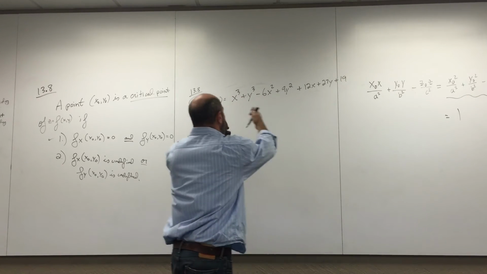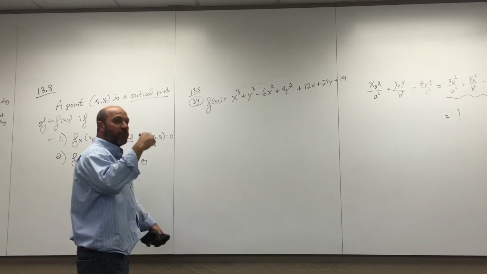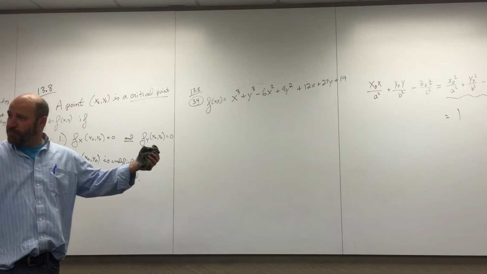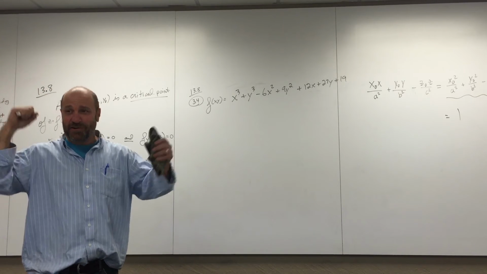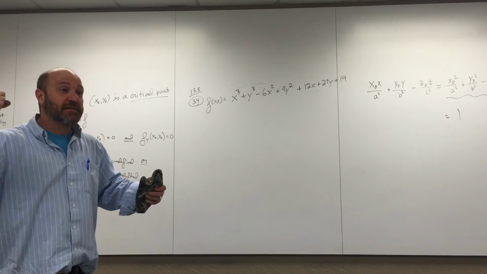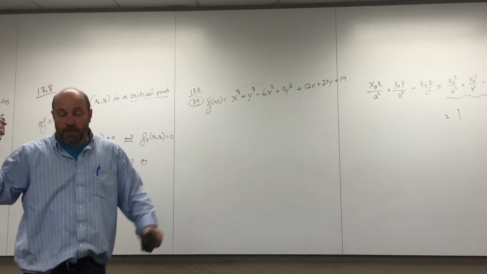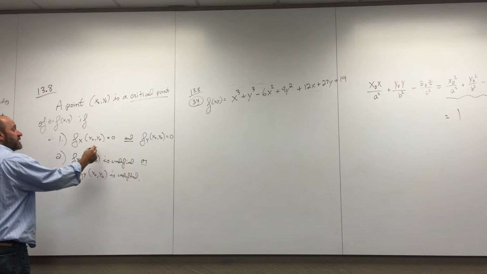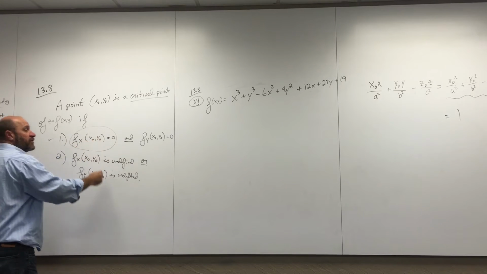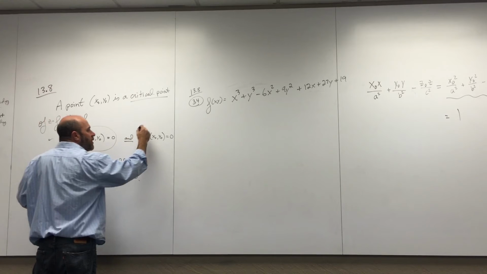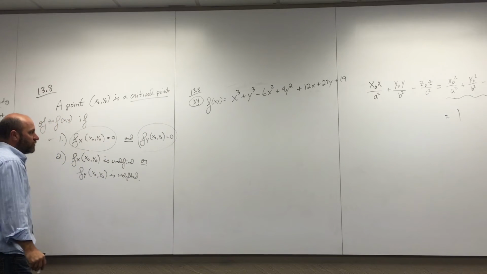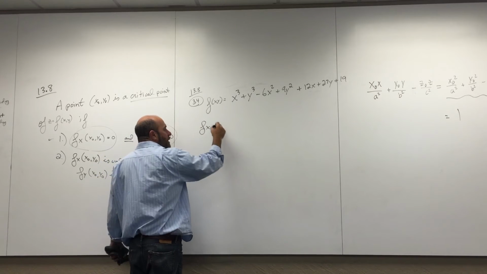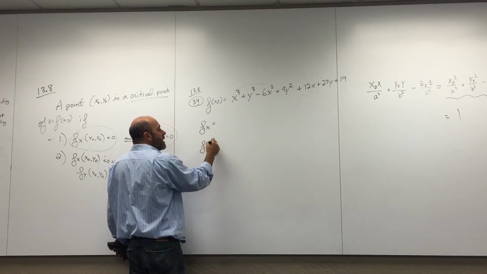Yeah, that's my function. All right, I'm looking for critical points. Why am I looking for critical points? Because they're good candidates to be mins and maxes or saddle points. Basically, I'm looking for when the first partial derivative equals 0. When do both first partials equal 0? That's what I'm looking for. So I need fx and fy, and I need to set them equal to 0.